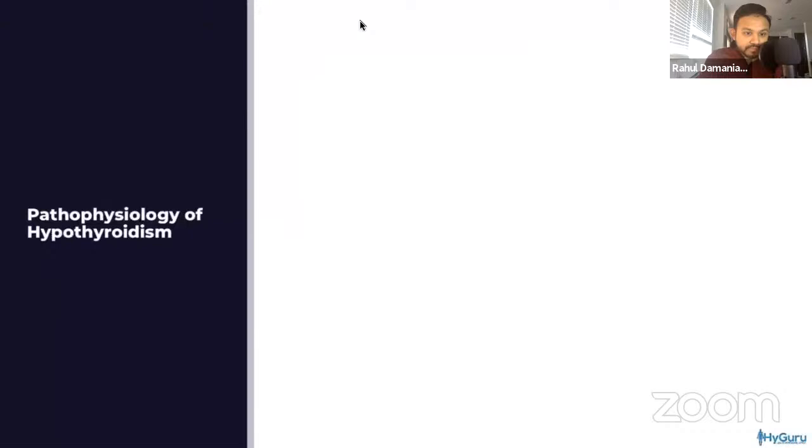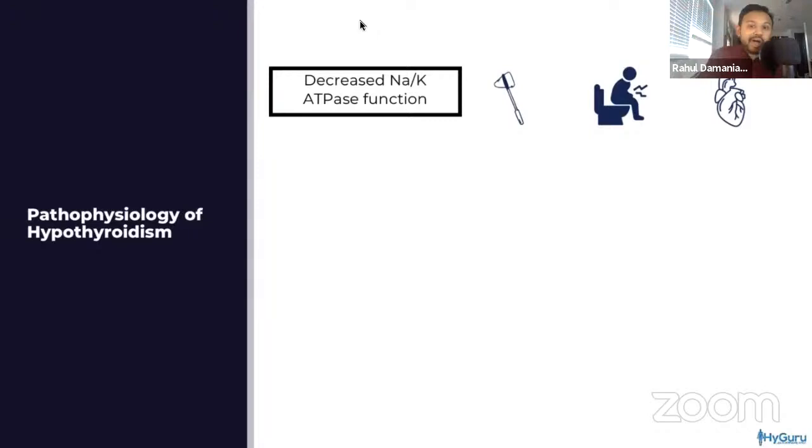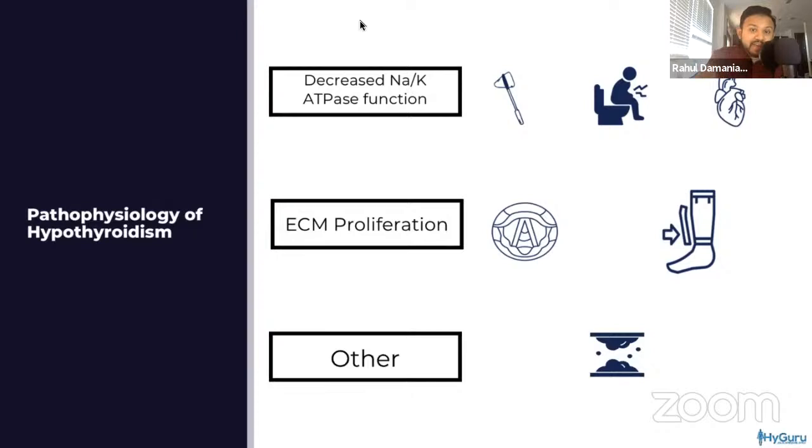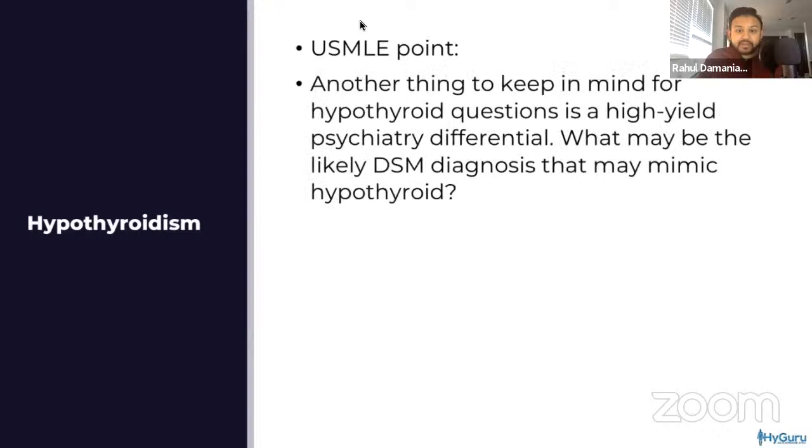So when we think about hypothyroidism, remember that this is the opposite of what we talked about with hyperthyroidism. In hypothyroidism, you are going to have a decreased sodium potassium ATPase function. So these patients are going to be hyporeflexic. They may have constipation in the test question, and they will have a very slow heart rate, i.e. bradycardia. These patients will also have extracellular matrix proliferation, which we already alluded to, that causes you to have the non-pitting edema as well as the deepening of the voice. Finally, these patients with hypothyroidism are going to have dyslipidemia. So watch for that in your list of labs for your USMLE questions. When we think about hypothyroidism, the key USMLE point is going to be the following.